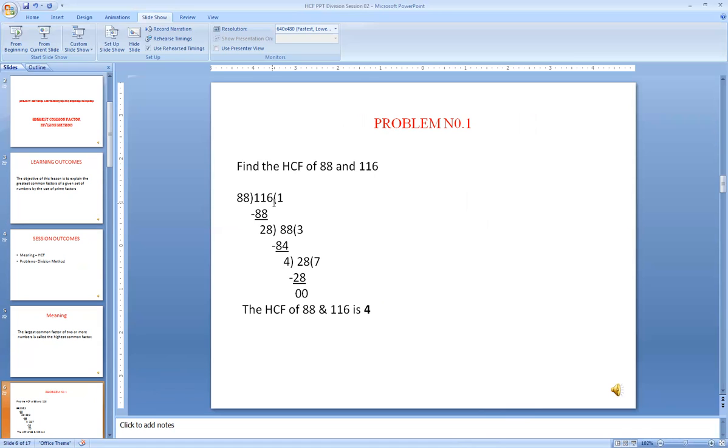Now we have to divide 116 by 88. Whenever we divide two numbers, we should divide the largest number by the smallest number. The highest number should be divided by the smallest number.